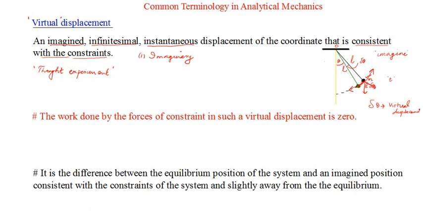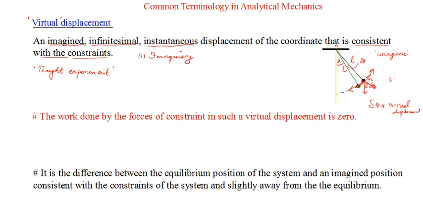It is a virtual displacement because it's imaginary. And why is it imaginary? Because it is not caused by any applied forces. It's just the outcome of our imagination. That's why it's known as virtual. Rather, it is the difference between the equilibrium position of the system and an imagined position. I repeat, a virtual displacement is the difference between the equilibrium position of the system and an imagined position.